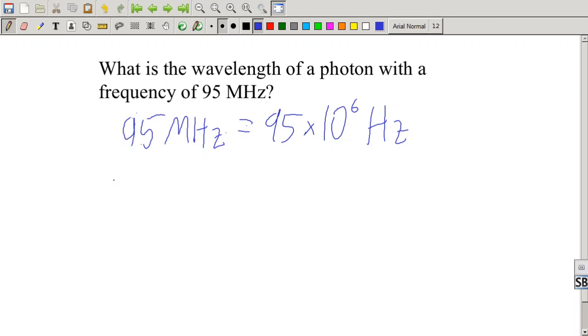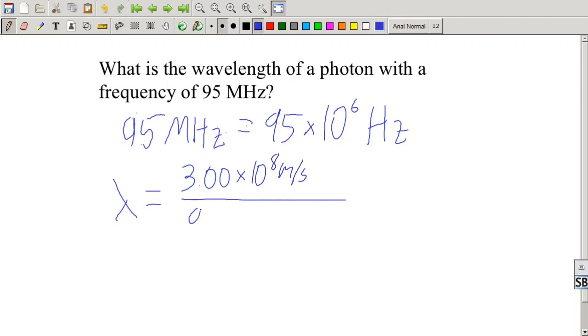And so you can say, all right, my wavelength is equal to 3 times 10 to the 8th meters per second divided by 9.5 times 10 to the 7th reciprocal seconds. And so that means your wavelength is going to come up with the units meters. 3.2. Okay. So standard FM radio waves, or photons of FM radio, have a very long wavelength. Okay, 3.2 meters, that's almost 10 feet for this one.